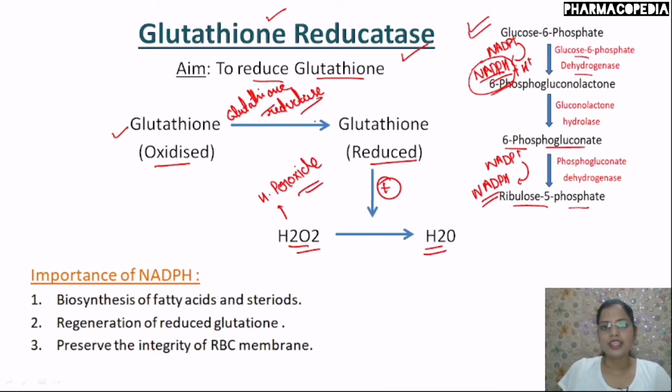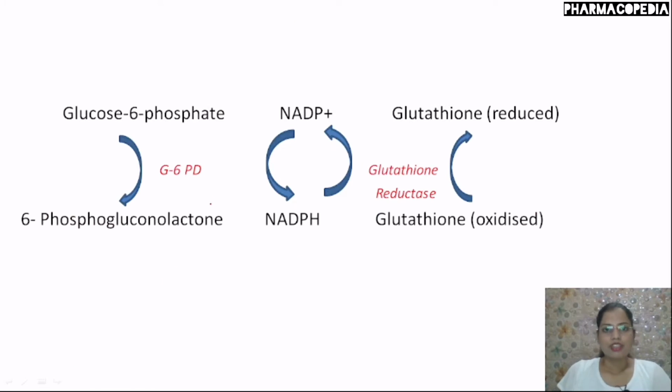Okay, so this is basically the overview of the complete glutathione pathway. When I talk about the importance of NADPH, as I have already told you in the previous lecture, it causes the regeneration of the reduced glutathione, and this is how it maintains the integrity of the RBC membrane. Moving ahead, this chart depicts the role of the enzyme G6PD and the enzyme glutathione reductase.